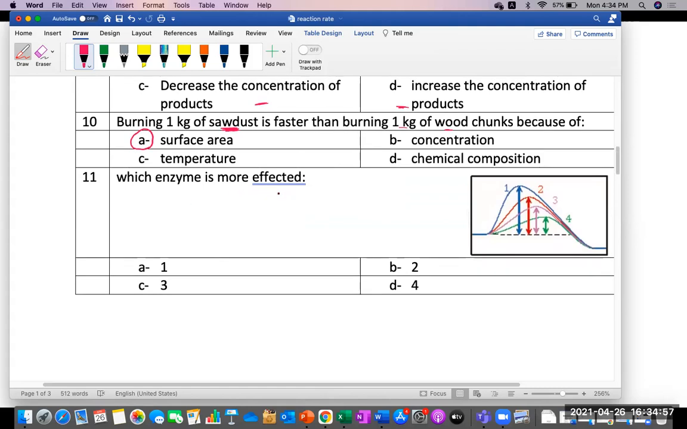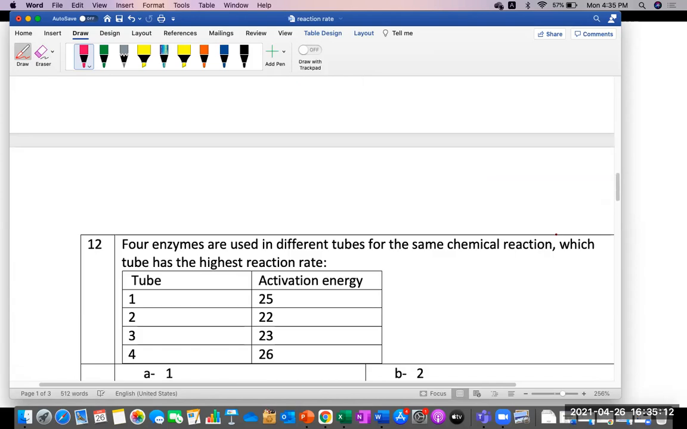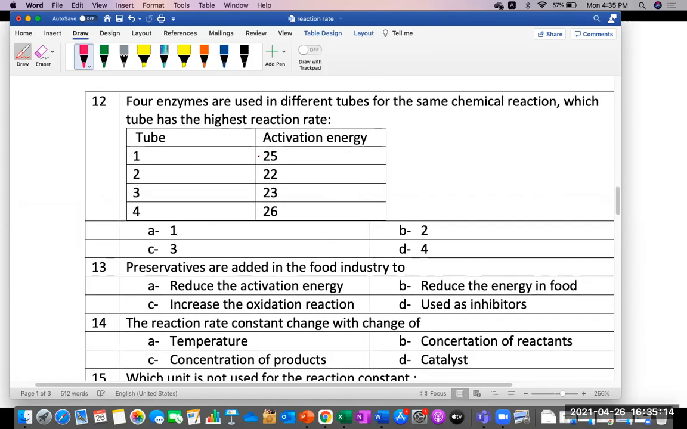Which enzyme is more effective? To be more effective means it's faster. The reaction rate will be higher, so it will be faster. So it means that with low activation energy, it will be number 4. And again here, 4 enzymes are used in different tubes. Which one of them will have the highest rate? Highest rate means you should have the lowest activation energy. So the lowest activation energy will be 2.